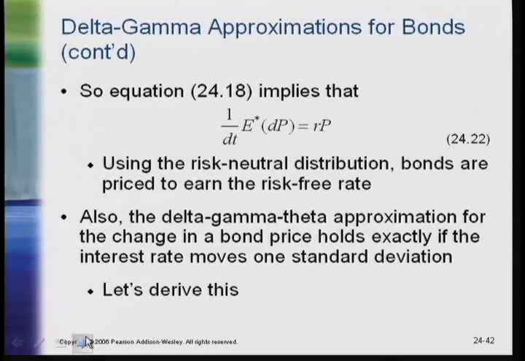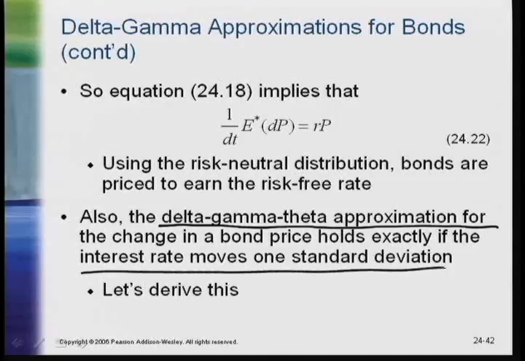Another conclusion is that the delta gamma theta approximation for bonds holds exactly, or nearly exactly, if interest rates change by 1 standard deviation. Again, we saw this in the stock models. We saw that by virtue of the Black-Scholes equation, when the market maker evaluates their total gain or loss position using a delta hedge, their total gain or loss was 0 when the stock moved 1 standard deviation. So this is a related result.